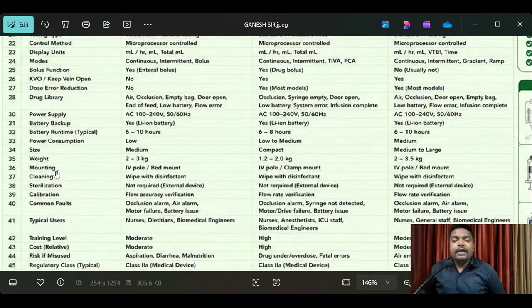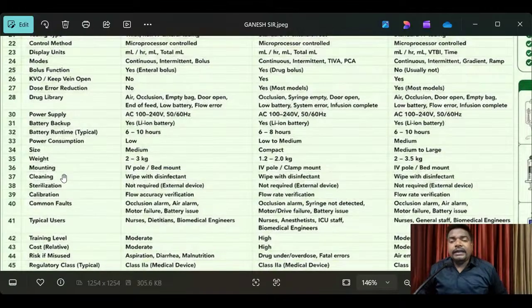Now 36 points here, mounting. See here, IV pole or bed mount. On the patient side, if you go to the ICU, you can find all these same things. For the feeding pump, syringe pump, and infusion pump, it is IV pole or bed mount, IV pole or clamp mount, IV pole or bed mount. So these are the normal things, available in the ICU only. These are the main things.